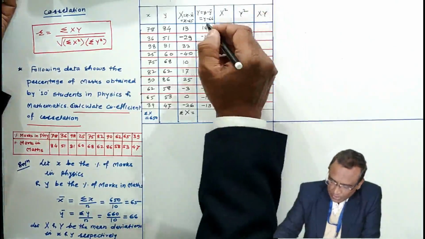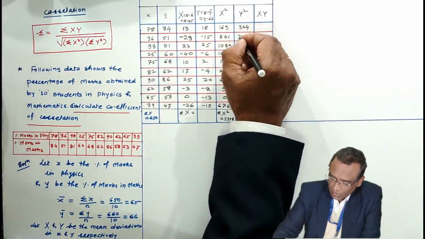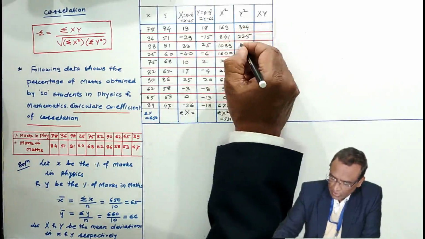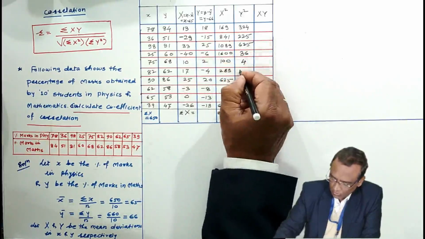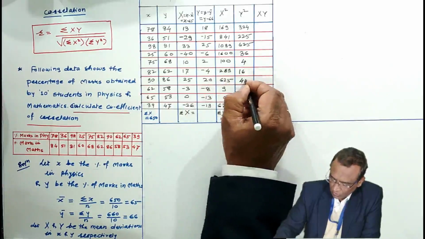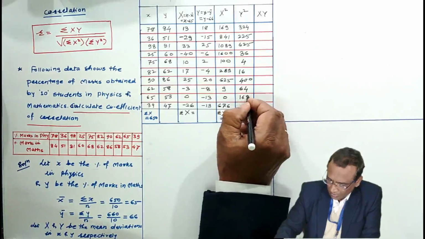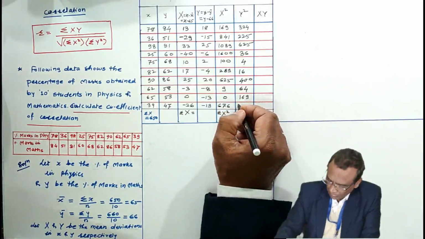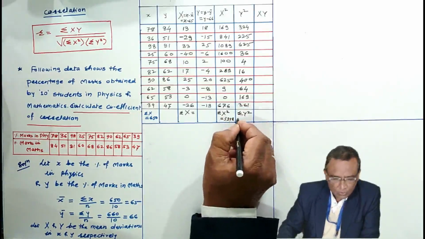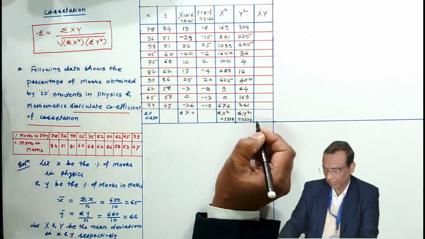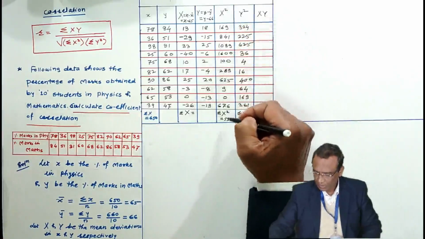Now capital Y square. 18 square is 324, minus 15 square is 225, 25 square is 625, then minus 6 square is 36, 2 square is 4, minus 4 square is 16, 20 square is 400, square of minus 8, square of minus 13, and square of minus 19 is 361. The summation of y square comes to be 2224. This is the summation of all y square, and the summation of all x square is this one.